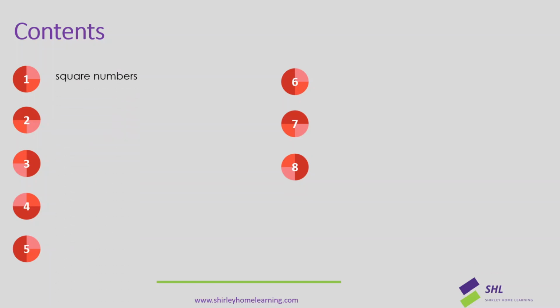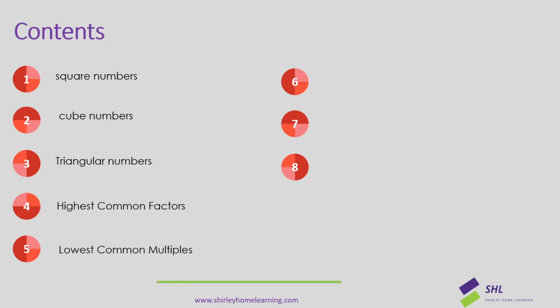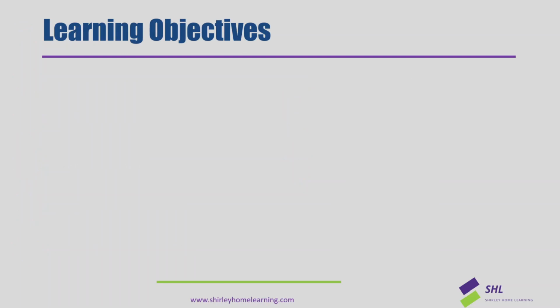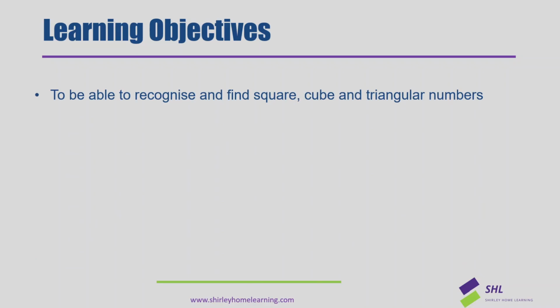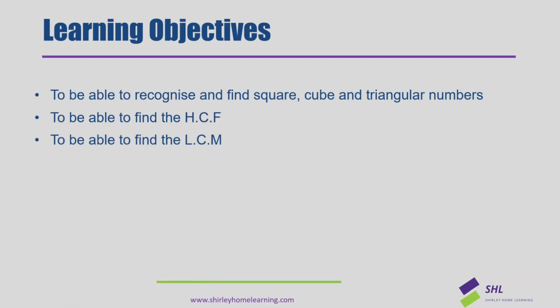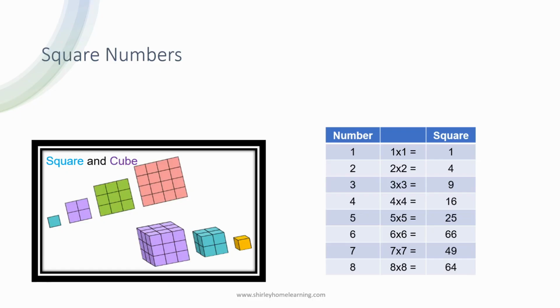You will be going through the square numbers, the cube numbers, triangular numbers, the highest common factors, the lowest common multiples, and later followed by some exercise where you try your skills. So the learning objectives for today: you'll be able to recognize and find square, cube, and triangular numbers. You'll be able to find the highest common factor, and you'll be able to find the lowest common multiple.